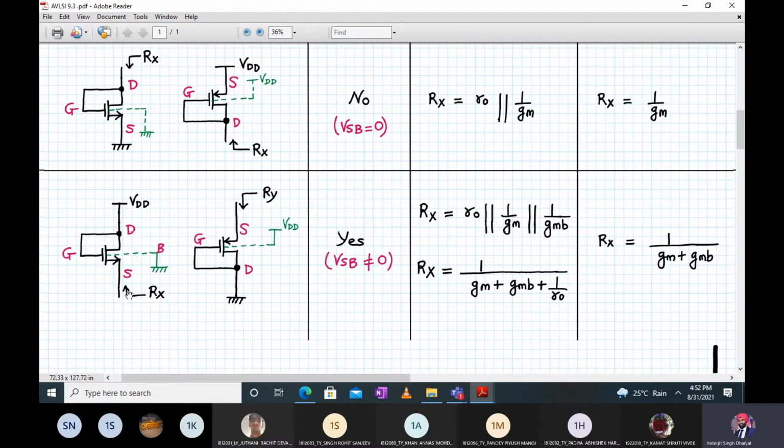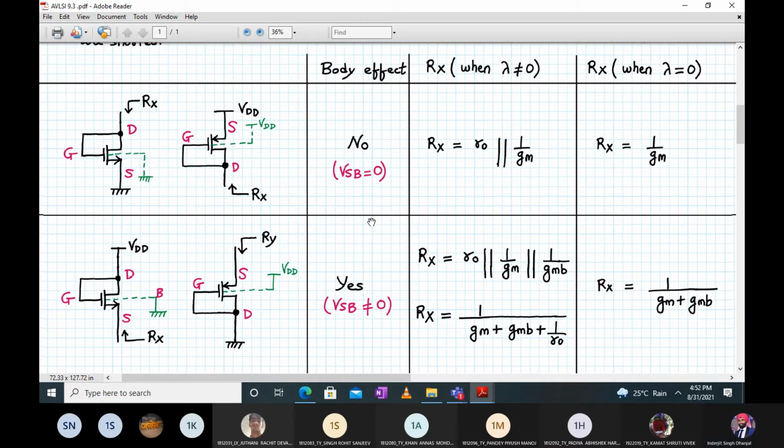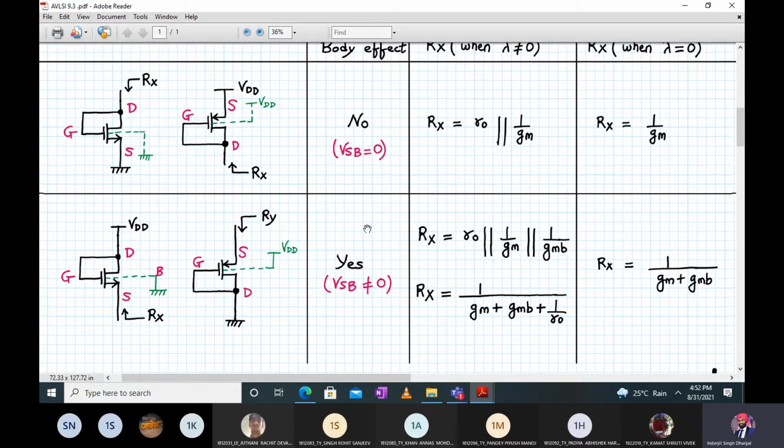Also, I think we have not derived this lower one, but you can try it out on similar lines. Over here, we have connected VDD to the drain terminal of the NMOS diode connected load, and now we are checking at the source terminal. When we check at the source terminal, your source voltage and your body voltage are not at the same potential. Earlier they were, but now we have connected VDD to the drain terminal, and we are checking the equivalent resistance at the source terminal. So VSB will not be equal to zero, which means it is suffering from body effect, which means the gmb term will come.